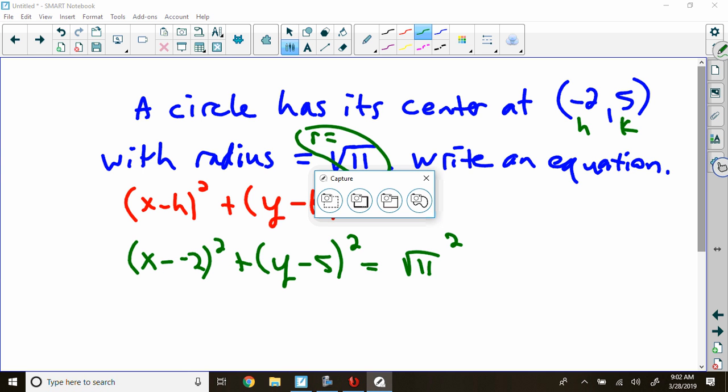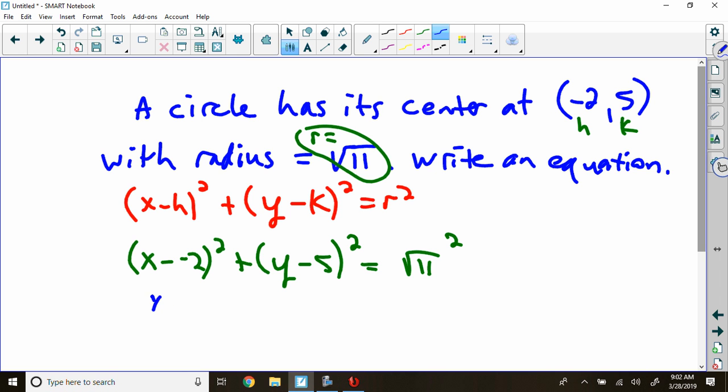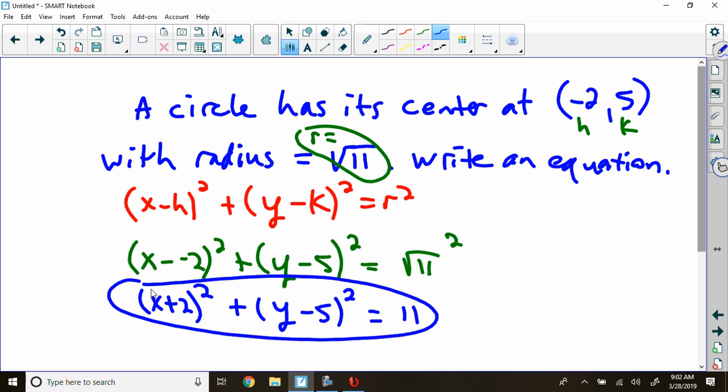All right, so with this equation, then we can go ahead and simplify this. X minus negative 2 is going to be x plus 2, the quantity squared. The quantity y minus 5, really nothing to clean up there, squared. And when we square the square root of 11, that's going to be just 11. So that would be the equation of a circle whose center is at (-2, 5) with radius the square root of 11. Okay, so on the flip side of that, they might give you the equation of a circle and ask you what's its center, what's its radius. Hopefully, if you ever run across that on the ACT, now you'll be a little bit more prepared to do that.